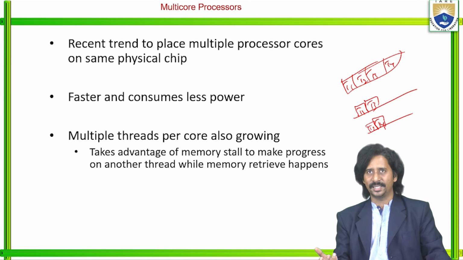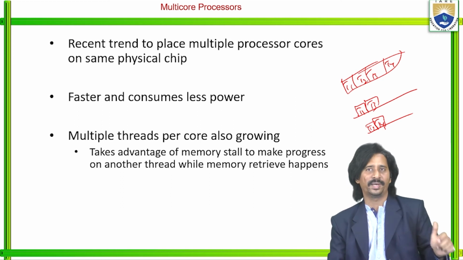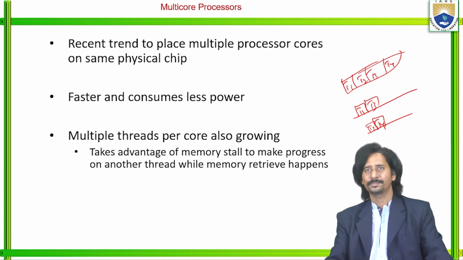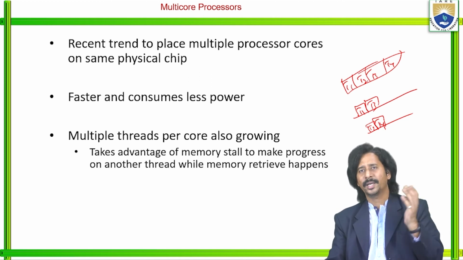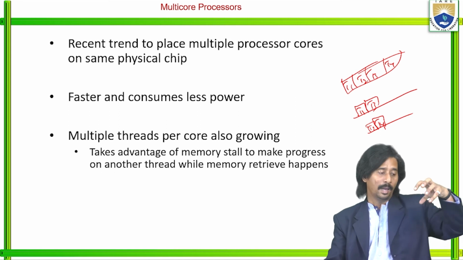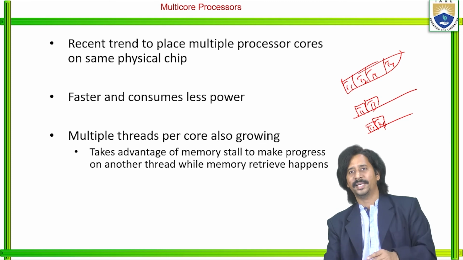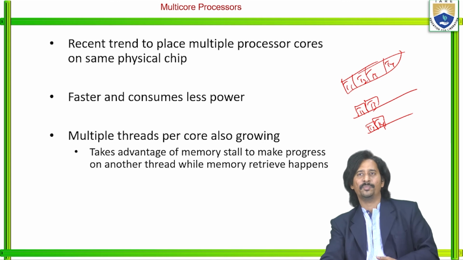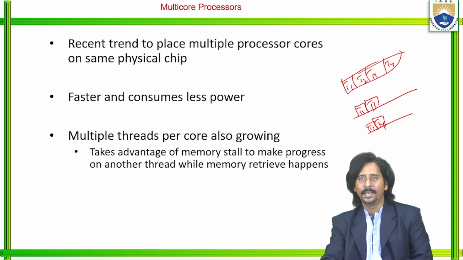The recent trend is to place multiple processor cores on the same physical chip, which is very important, right? A dual core processor is nothing but multiple processor cores embedded on the same chip. So it is faster and consumes less power when compared to multiple individual processors. Multiple threads per core is also increased. It takes advantage of memory stall to make progress on another thread while memory retrieval happens, right?